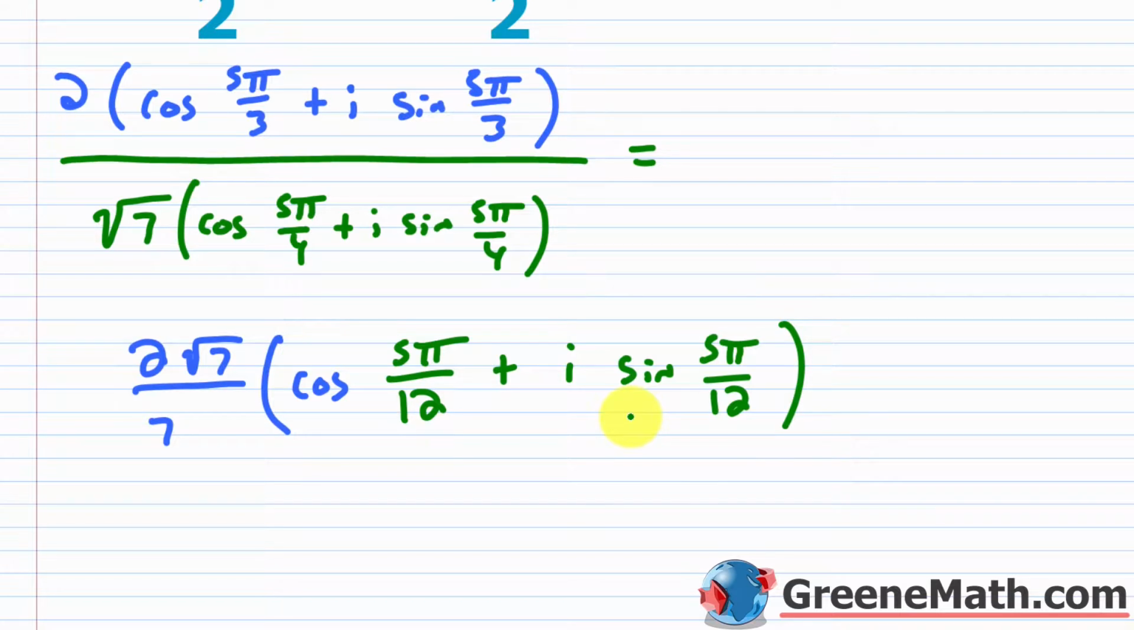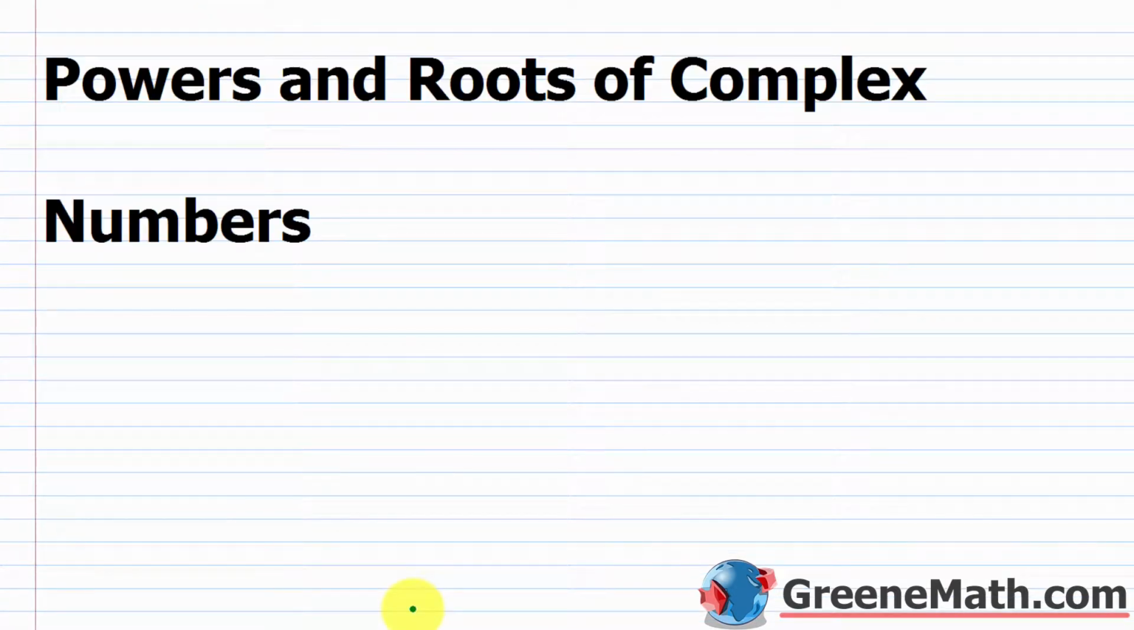Again, if you wanted to figure this out in rectangular form, just evaluate the cosine of 5 pi over 12, evaluate the sine of 5 pi over 12, get those values, and then just use your distributive property here to set that guy up. In this lesson, we want to talk about powers and roots of complex numbers.